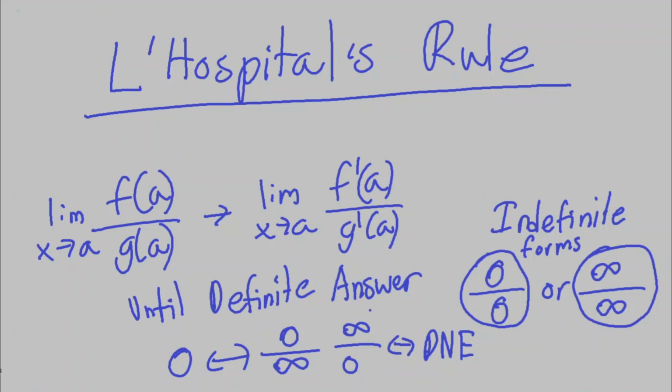And some definite answers that may catch people off guard would be like infinity over zero. In that case, that'll be does not exist, because anything over zero does not exist. And 0 over infinity would just be zero. That means that the denominator is getting infinitely larger, which means that the number is approaching zero at an infinite rate. And yeah, you want to do this until you get a definite answer.